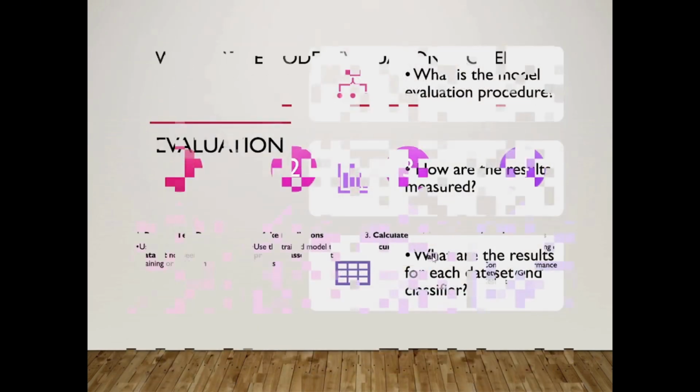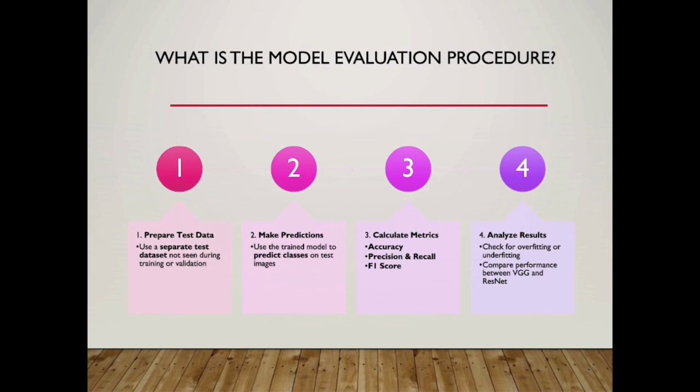For the evaluation part, the evaluation procedure is first we prepare the test data. We use a separate test dataset not seen during training or validation. Then we do prediction on our pre-trained model first to see if it can accurately predict the images of our dataset. Then we evaluate the performance by calculating the metrics, and we analyze the results to check for any overfitting or underfitting. Then we compare the performance between our VGG and ResNet.